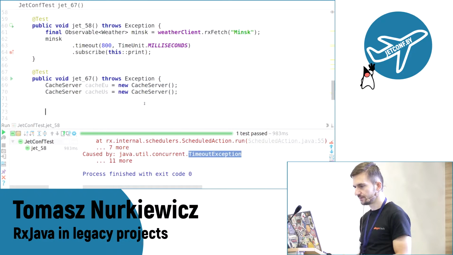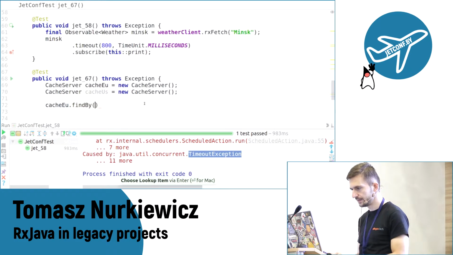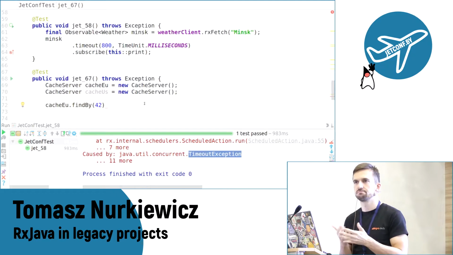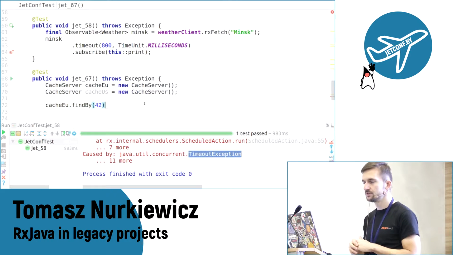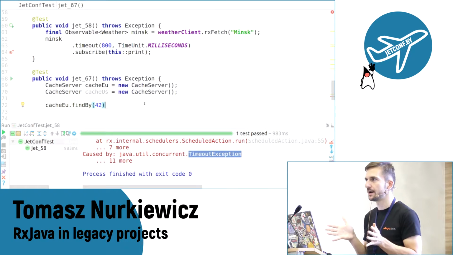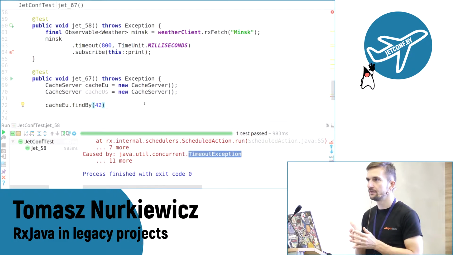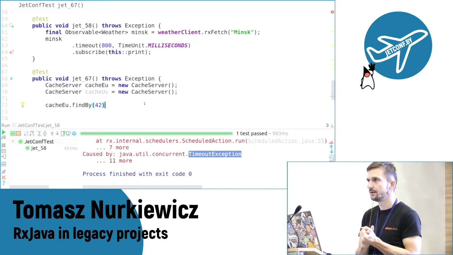We have these two cache servers, and they have a very simple method called find by key, 42. This cache server can contain cache person data, or we don't really care. What we want to do is query both of these servers at the same time, and we don't care which one is faster. We want to get the result from the faster one and discard the result for the second one. All right, is it clear? It's supposed to work? Okay.